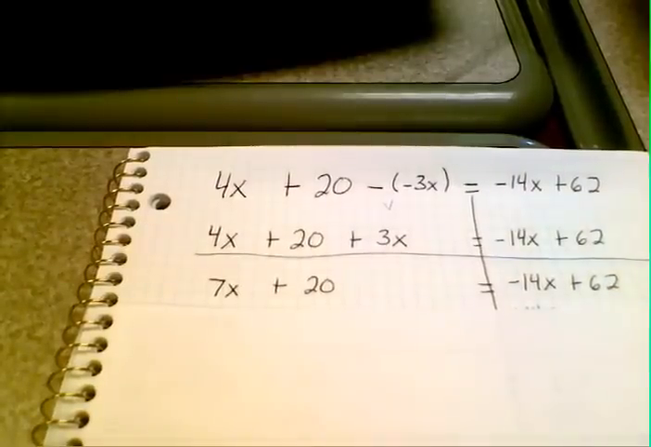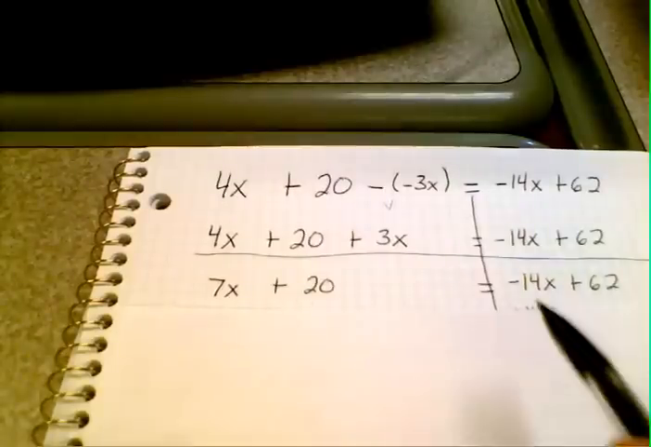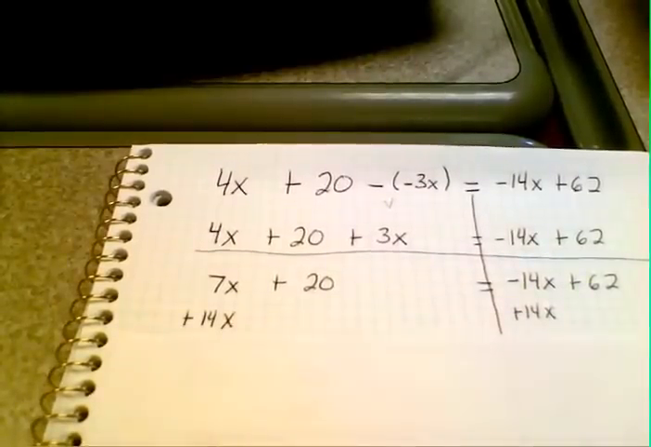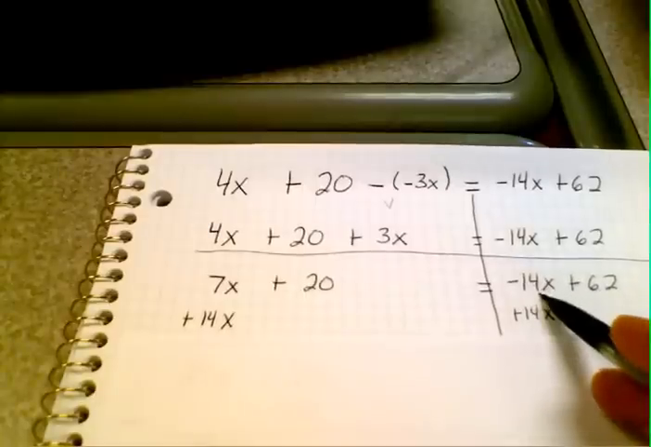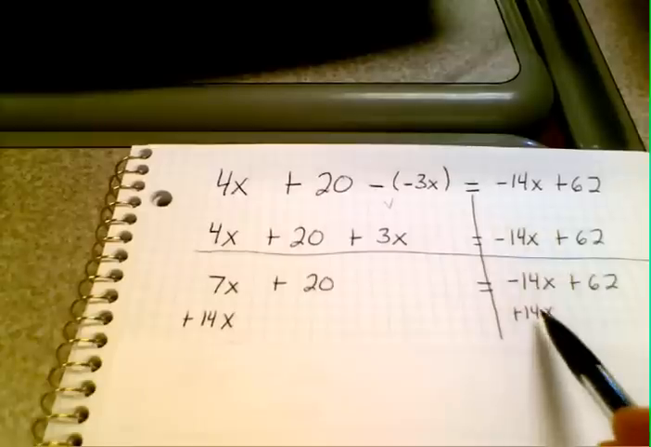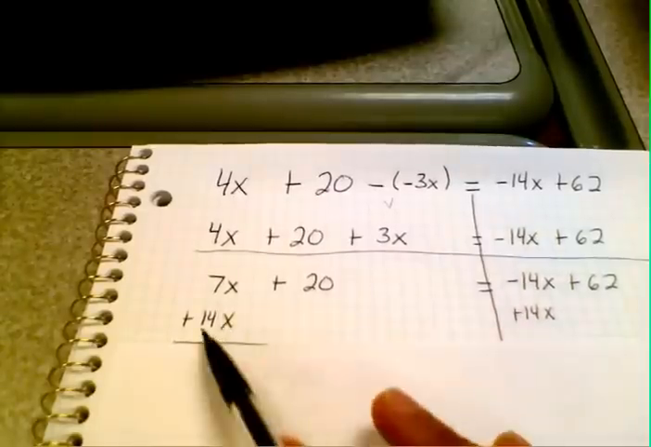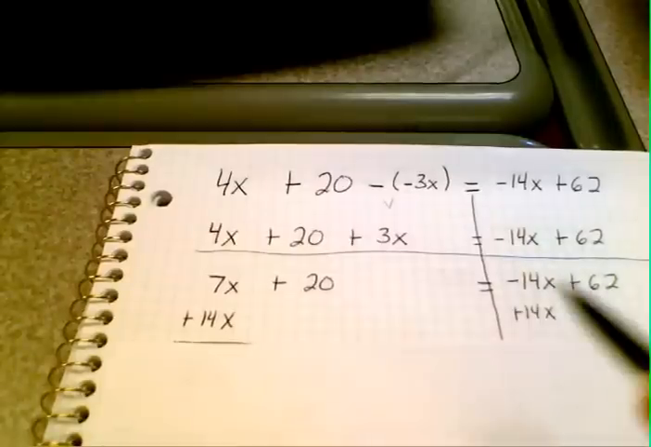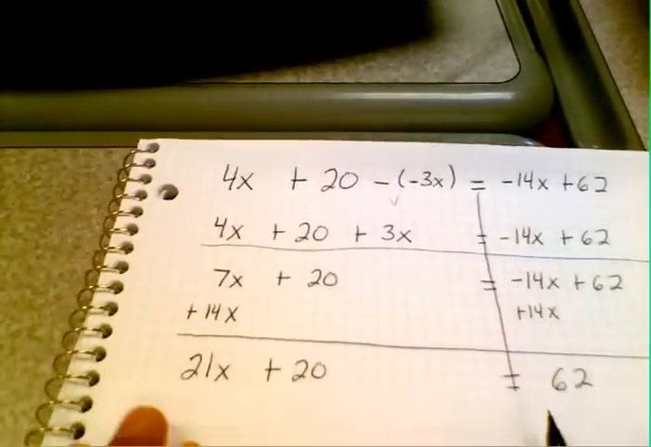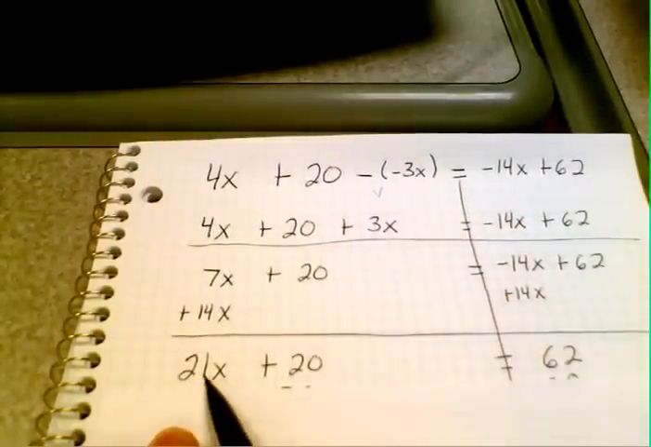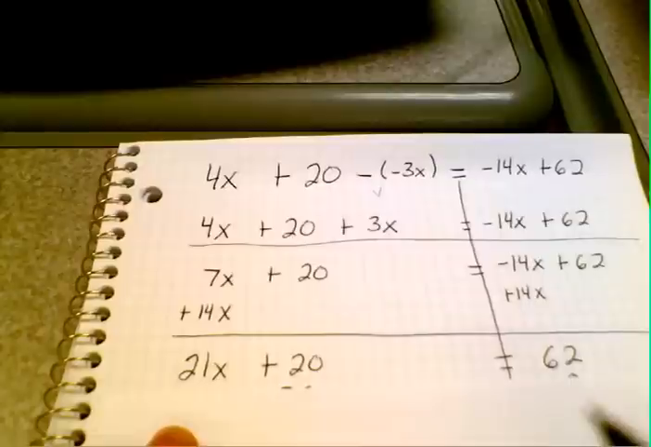At this point, you have some different options. Remember, we're trying to get the x's all alone on one side. That's eventually the point we're trying to get to. The step that I chose to take was to add 14x to the right to get rid of this negative 14x on the right. But I've got to remember, if I add 14x on the right, I've got to add 14x on the left. And again, it doesn't matter what side the x is on, okay? So now I have 7x plus 14x, which is 21x, plus 20 equals 62.